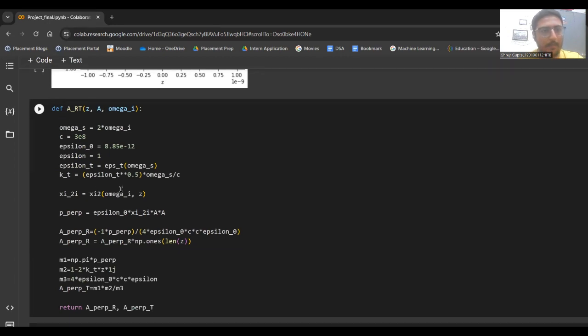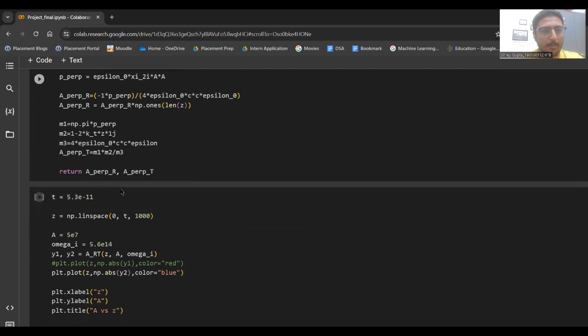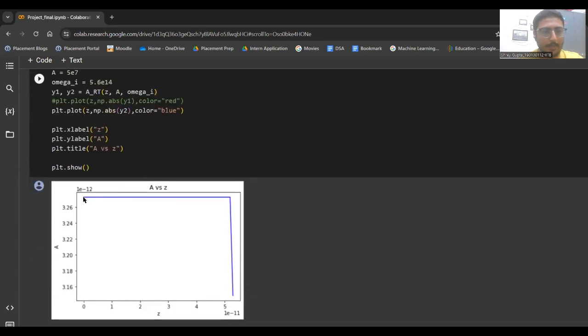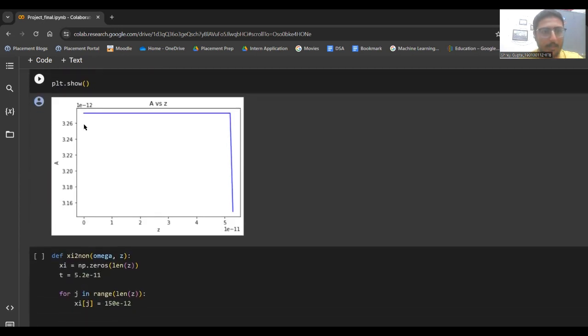And here we have tried to plot the amplitude of all of this. And as you can see, the amplitude is constant till the thickness and it is gradually dying out. After the thickness, it is going to zero.